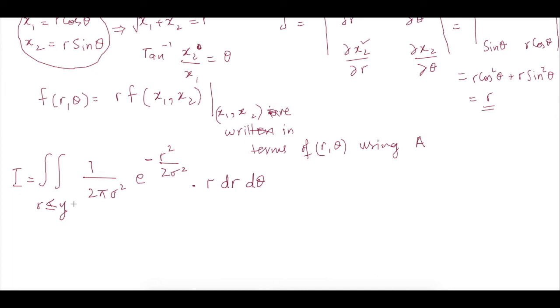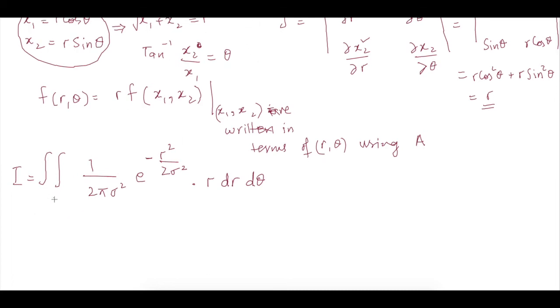Now I can say r is always positive, right? So what I can do is I can remove this thing. I will say r is equal to 0 to y and theta is equal to 0 to 2 pi. Okay. Now this part is easy to handle because we have r squared here and r here.